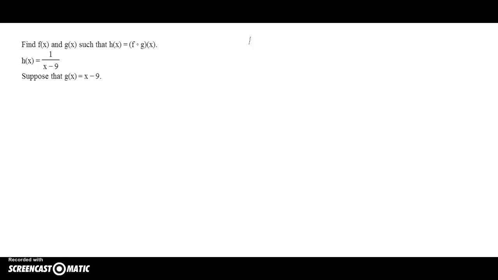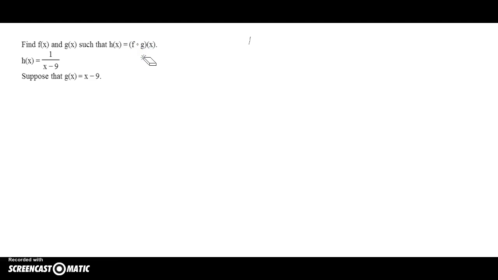So in this problem, what it's asking us to do is, it says if f of x and g of x are already in this composition, so if you see h of x is equal to f of g. So what's going on over here is this composition has already taken place, and what it's really asking you is, if it says you know that g of x, the one that's on the inside of the function, is x minus 9, then what's the outside function f of x?